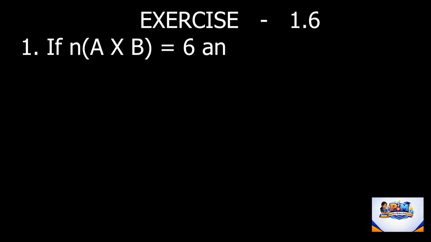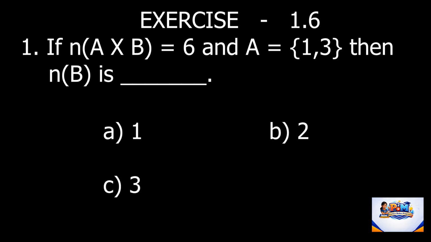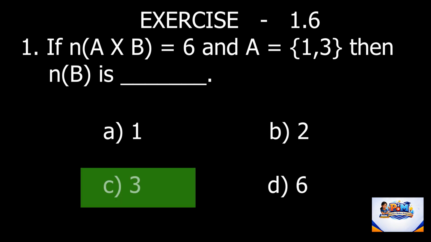Exercise 1.6 first question. If n of A cross B equal to 6 and A equal to the set 1 comma 3, then n of B is dash. Options are 1, 2, 3, 6. The correct answer is option C, 3.